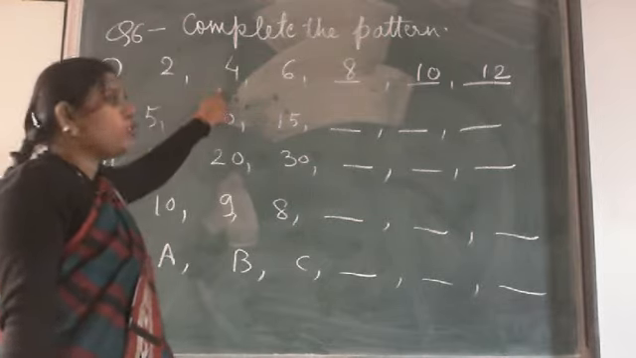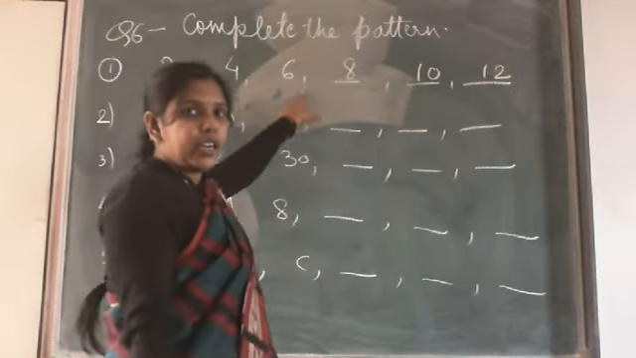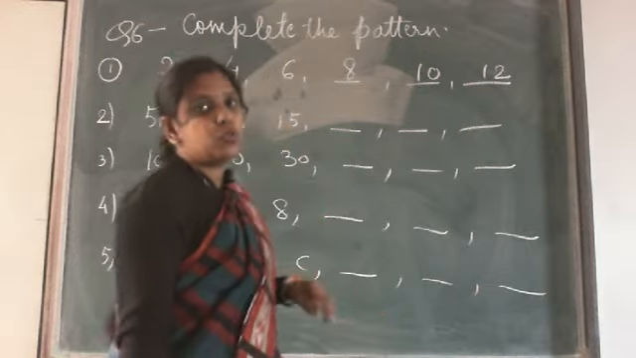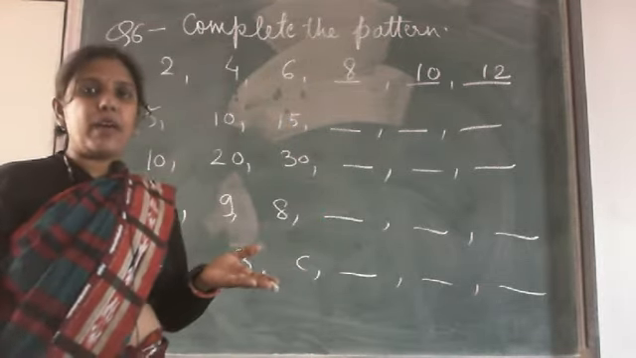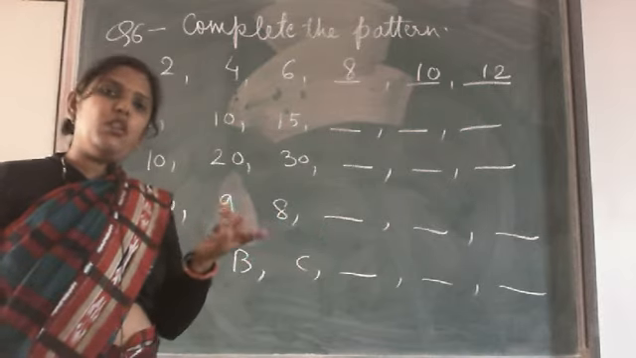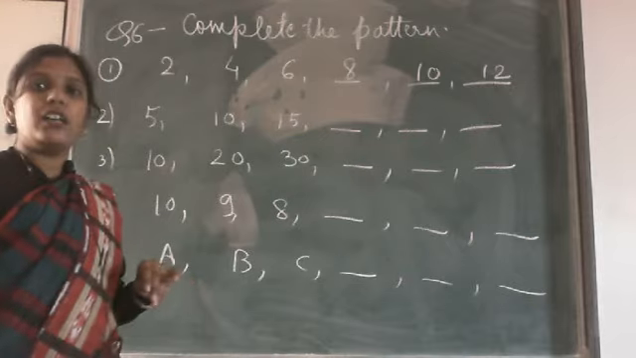2 plus 2 is 4, 4 plus 2 is 6, 6 plus 2 is 8, 8 plus 2 is 10, 10 plus 2 is 12. So we can obtain the same pattern by adding 2 also or by the table of 2. Both the methods are correct. So the answer is 8, 10 and 12.